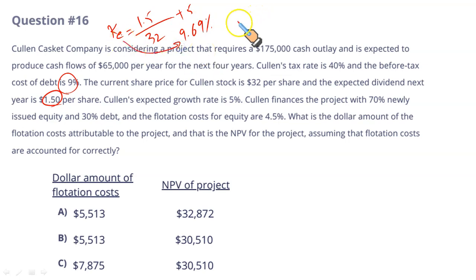Next, you need to calculate the cost of debt. That's very simple. Take the cost of debt given and convert it into after tax by multiplying it with 1 minus the tax rate, which is 40%. It will give you 9 times 0.6.